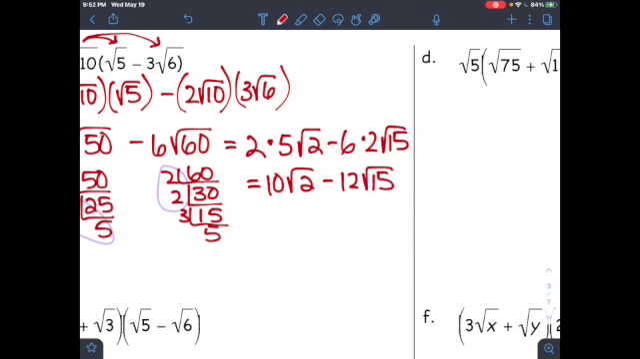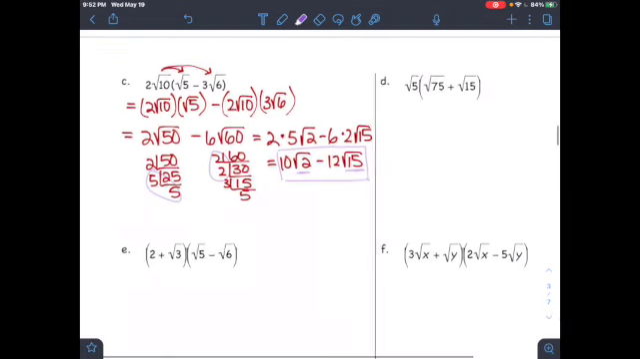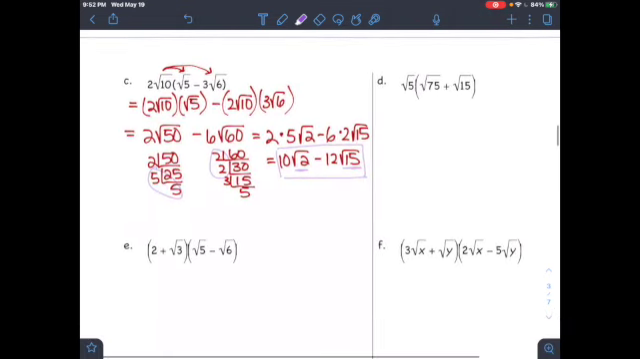Now if you look at the numbers underneath the square root right here, they're not the same. So therefore that's my answer. And I would like you guys to try D yourself.